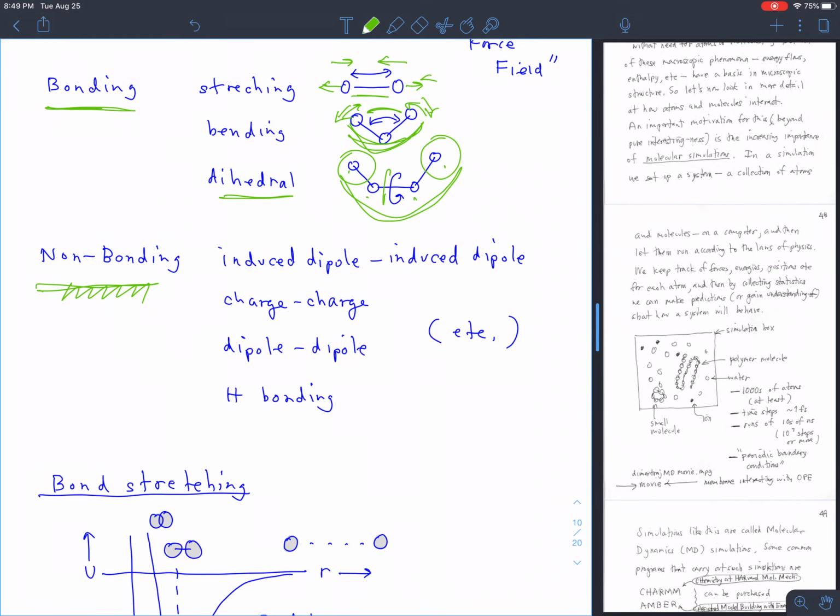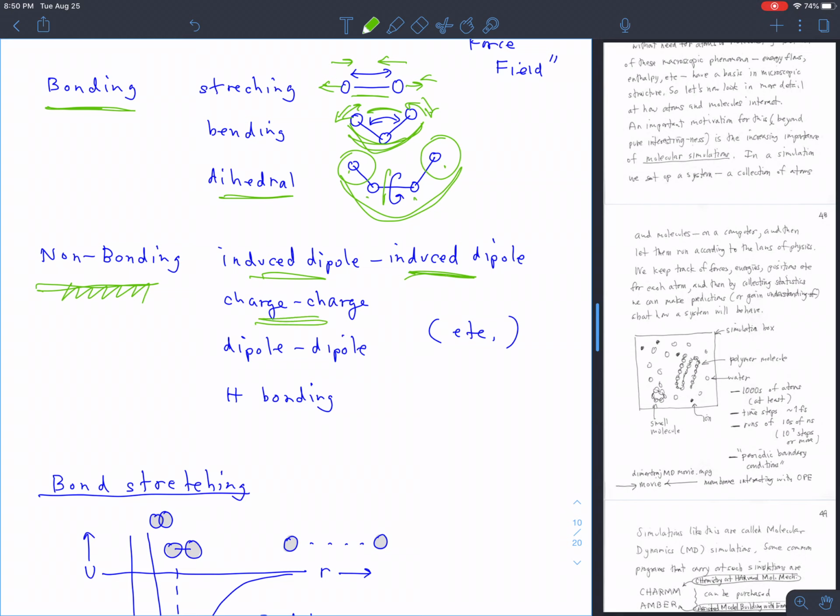These are interactions that don't depend on actual chemical bonding. They're sometimes called through-space interactions, and there's a variety of those. We'll talk about each of them. Induced dipole, induced dipole interactions are very weak, but also very, very common. So they actually have a great big effect despite their weakness.